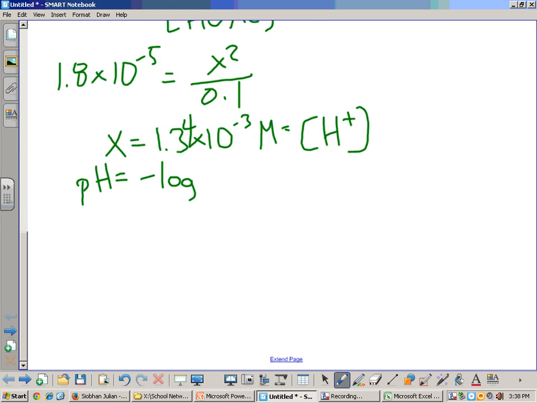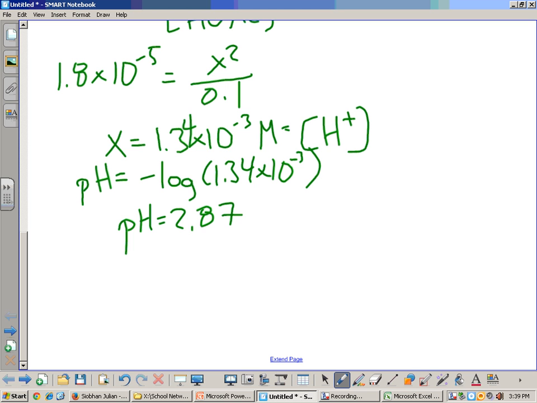Scrolling down a little bit. Right? And this is, again, very, very standard stuff. I get a pH value of 2.87, and that is the answer to part A. We do want to do the check.